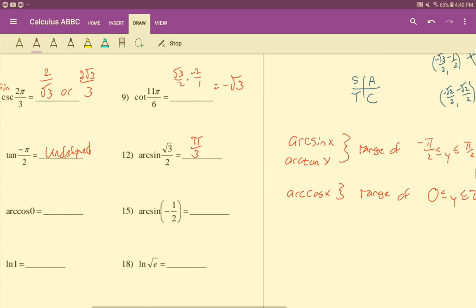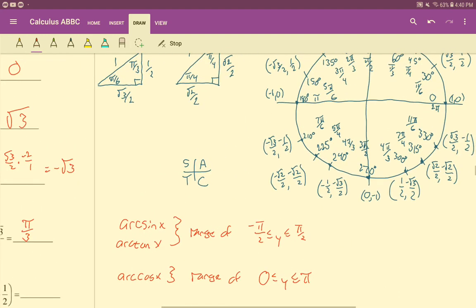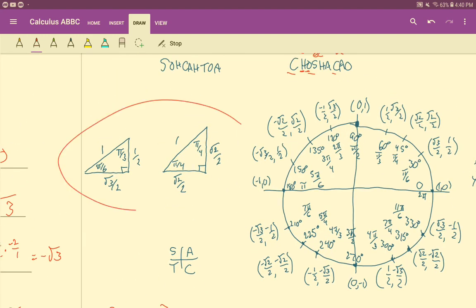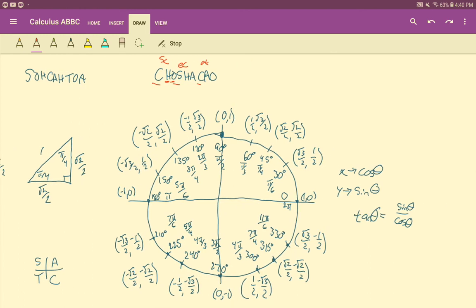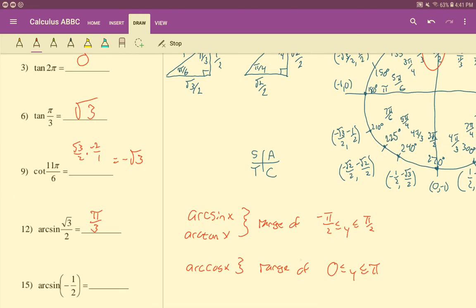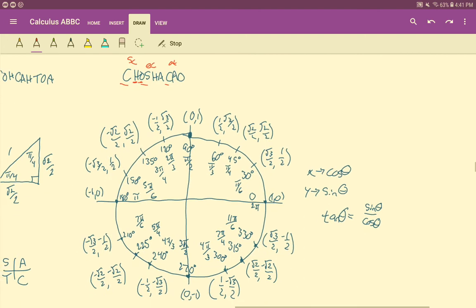Arc cosine of 0. So again, we can't really use our special right triangles for 0, so we have to go here. And we can see, where do we get a cosine value of 0? Well, cosine here gives us a 0. Cosine here also gives us 0. But which one can we use? Well, we can only use this one because that's the only one that fits in the range for arc cosine between 0 and pi. So we have to use our 90 degree or pi over 2 angle.